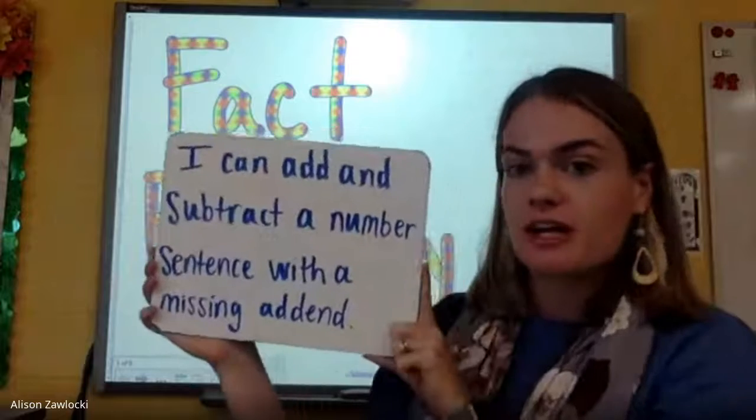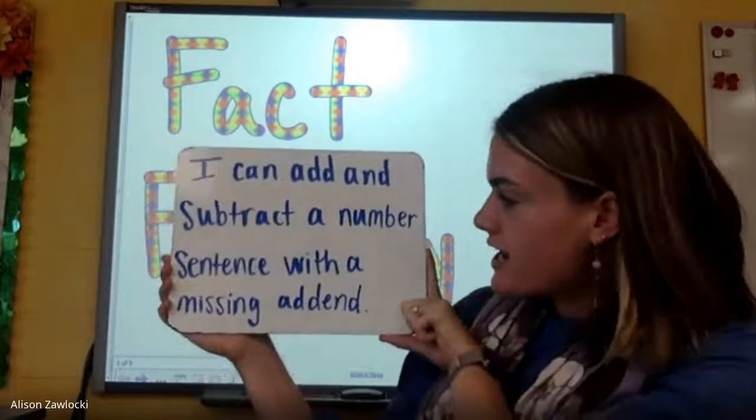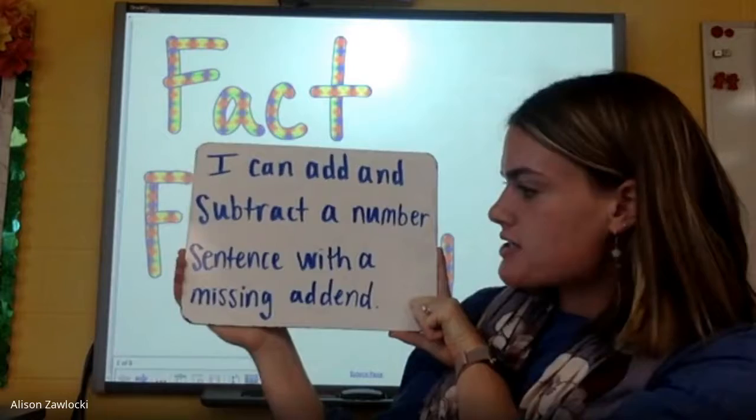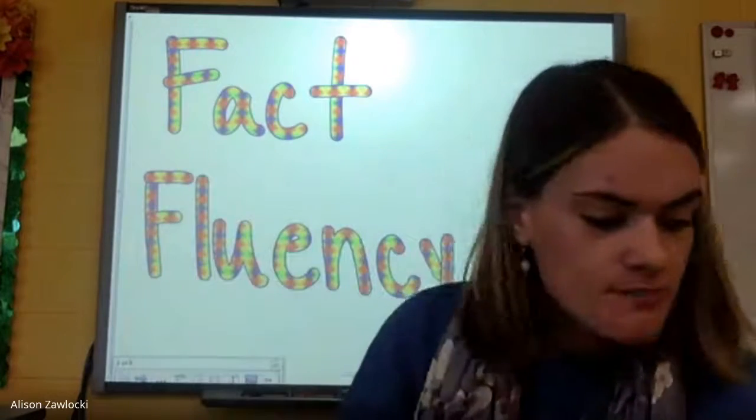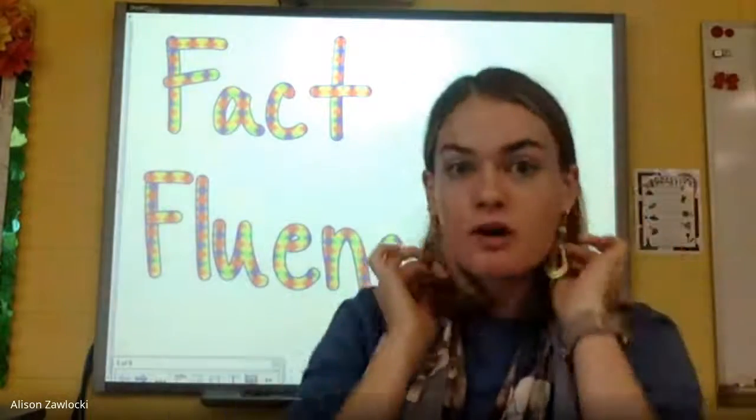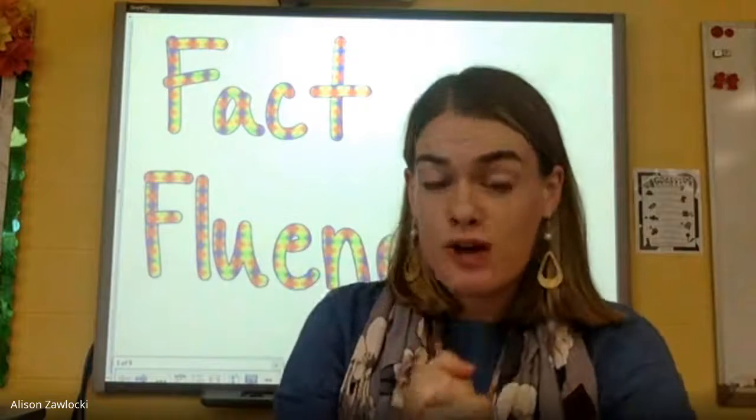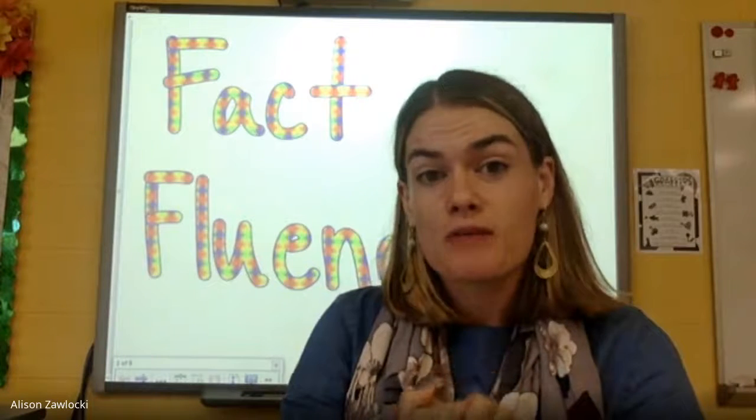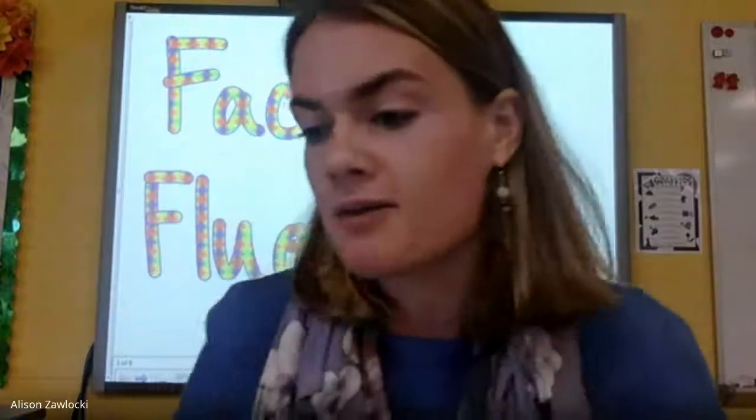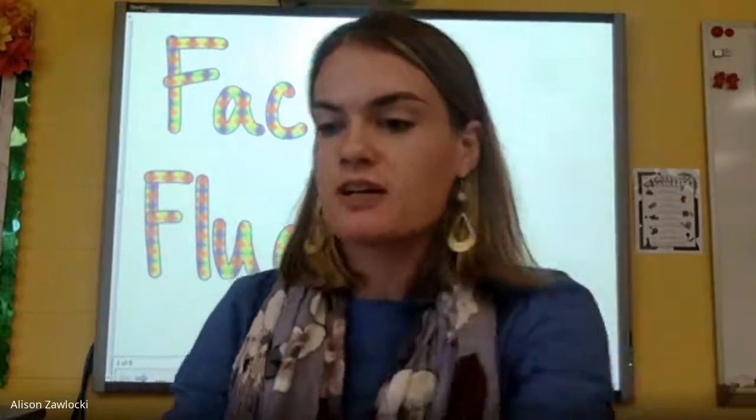Let's get started by reading our I can statement. I can add and subtract a number sentence with a missing addend. We are going to continue to do this. We're going to be doing subtraction number sentences with a missing addend using a number line. Let's get started by doing our fact fluency.